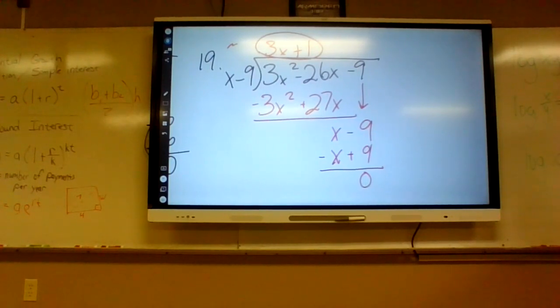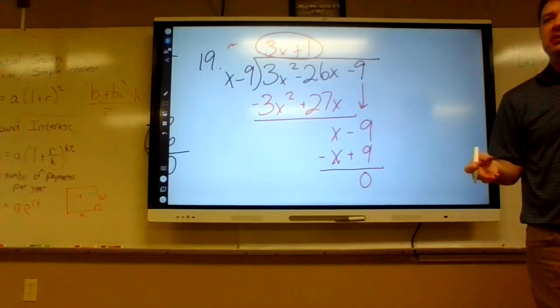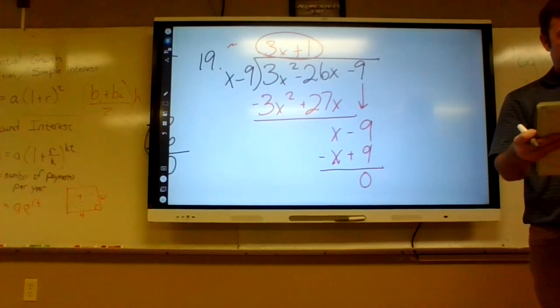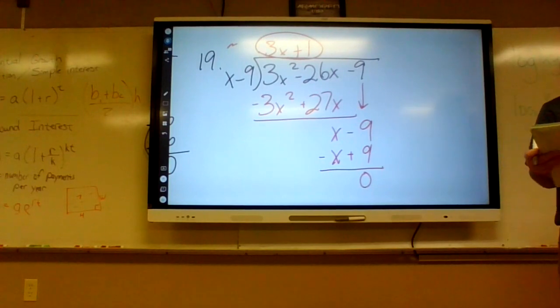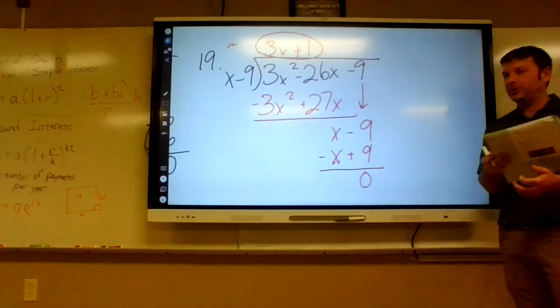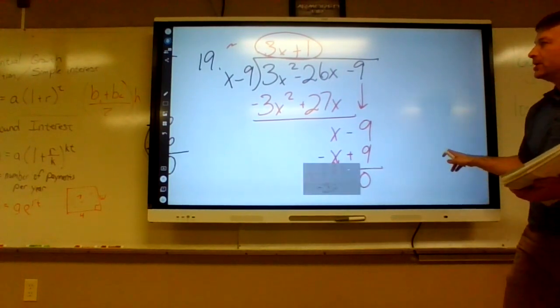21 and 22 are both going to have remainders. But 18 and 20 should not have a remainder. So if you don't get a remainder in 18 and 20, you probably did it right. All right, let's do 21.